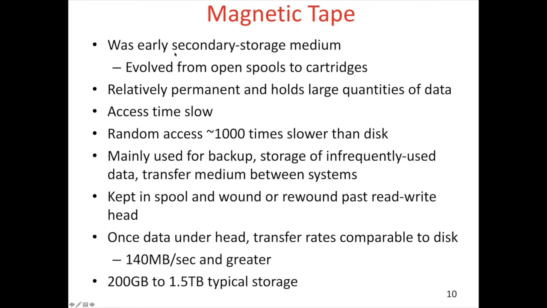Magnetic tape was an early secondary storage medium. They evolved from open spools to cartridges, relatively permanent and holding large quantities of data. Access time is slow. Random access is about 1,000 times slower than disk. Tapes are mainly used for backup, storage of infrequently used data, and as a transfer medium between systems.